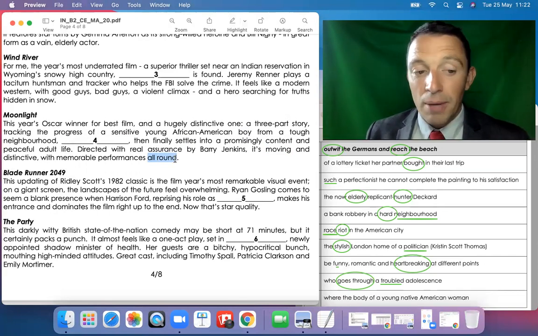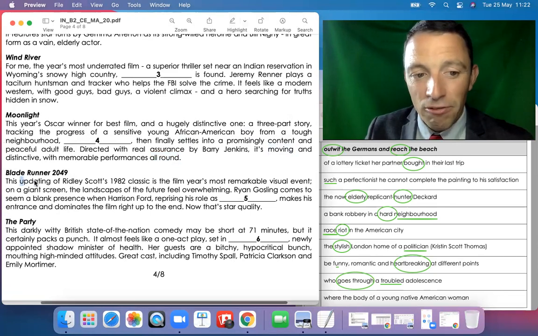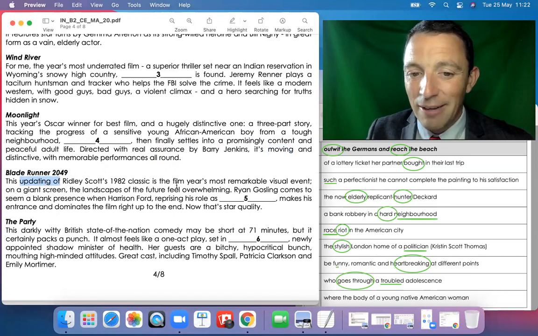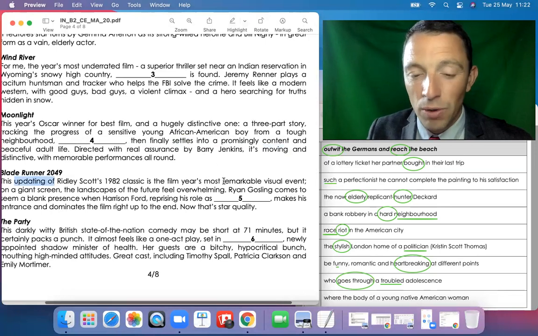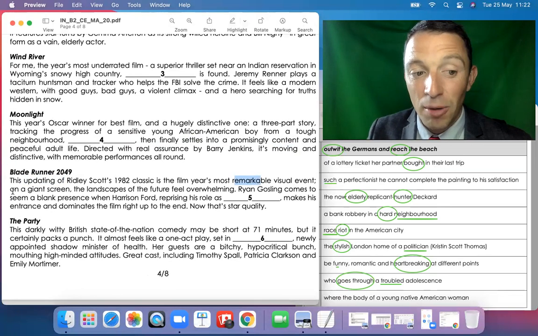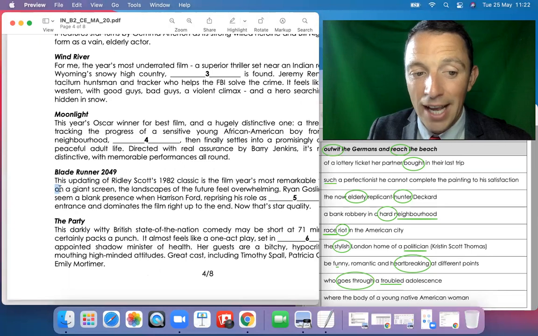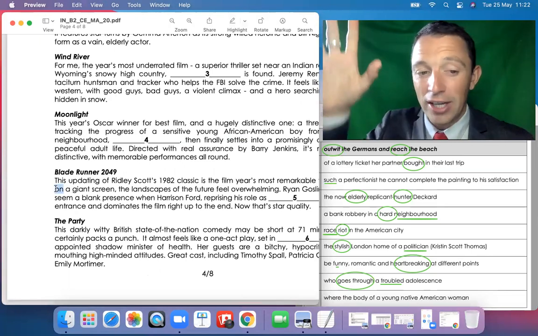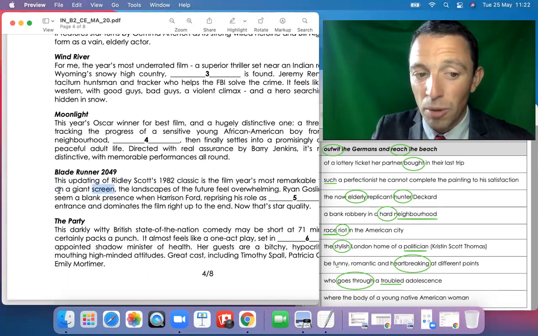The next one, we'll do it a bit quicker. So this updating of Ridley Scott's 1982 classic is the film's most remarkable visual event on a giant screen. So the preposition for a screen, we say on the big screen, on a giant screen. So because it's a screen, we use the preposition on.